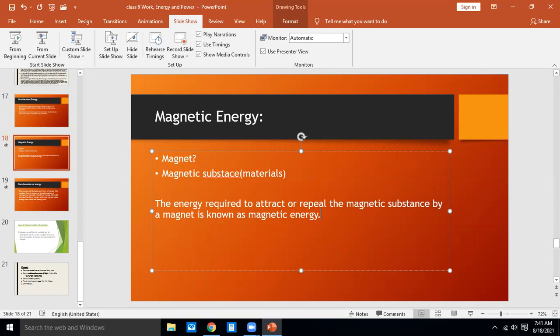Those substances which get affected by the magnet are called magnetic substances. Those substances which show the property of a magnet are called magnets. So the energy which is required either to attract or to repel a magnetic substance around a magnet is known as magnetic energy. So the energy produced by the magnet around its magnetic substance, either attraction or repulsion, is called magnetic energy. Is it clear?